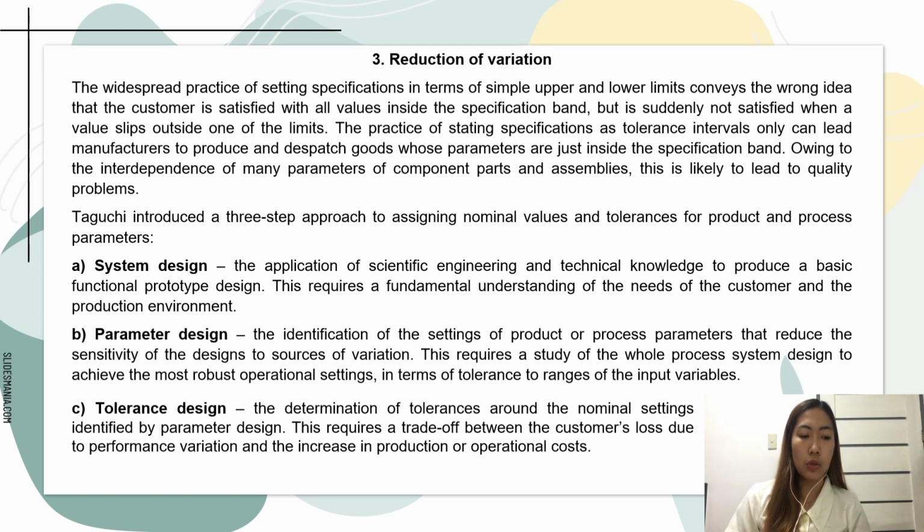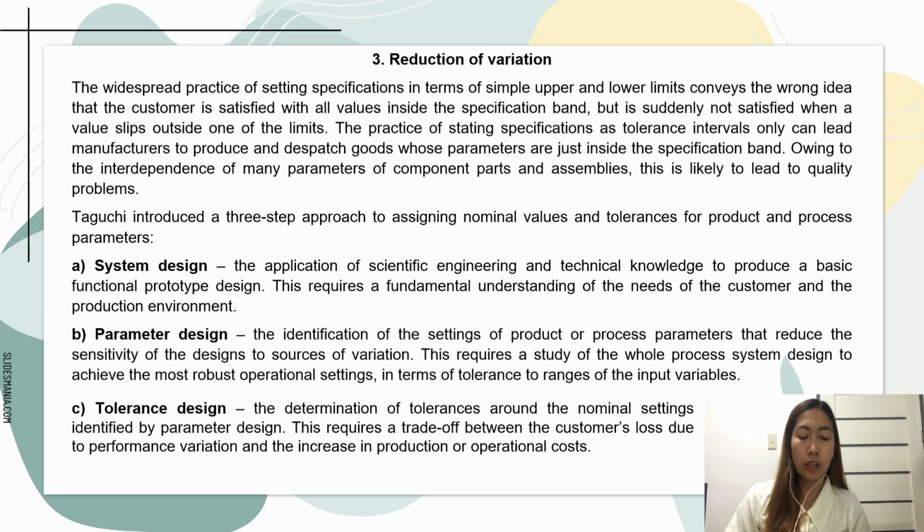Next is parameter design: the identification of the settings of product or process parameters that reduce the sensitivity of the designs to sources of variation. This requires a study of the whole process system design to achieve the most robust operating settings in terms of tolerance to ranges of the input variables. Then lastly is tolerance design.